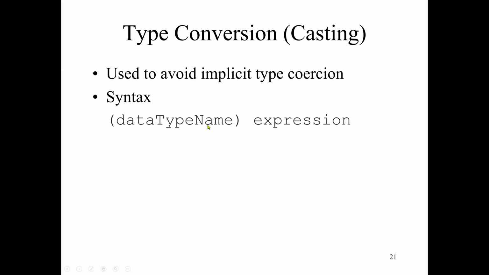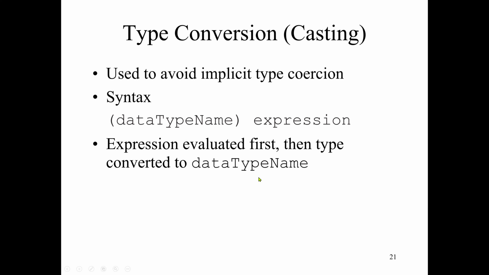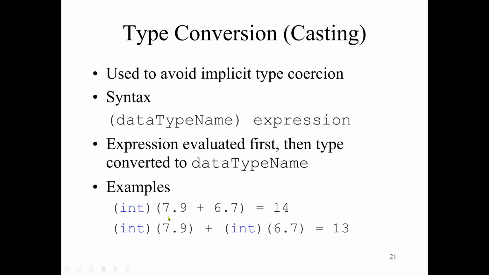So how do we cast or convert a data type? We write the data type that we are converting to, and the expression. So again, the syntax is data type name and the expression. For example, I have 7.9 plus 6.7. Actually, the answer here will be 14.6. But when I get 14.6, I convert it to int. So I'm going to remove the decimal values. So the answer will be 14.